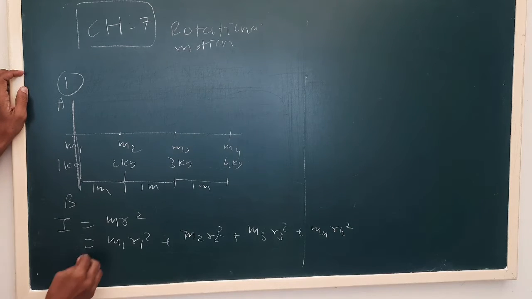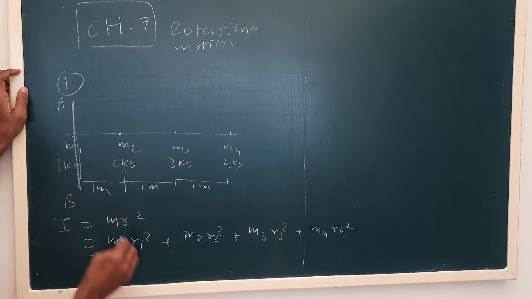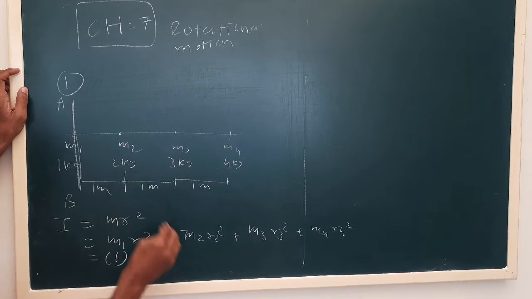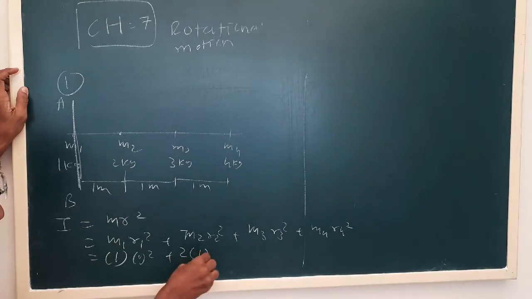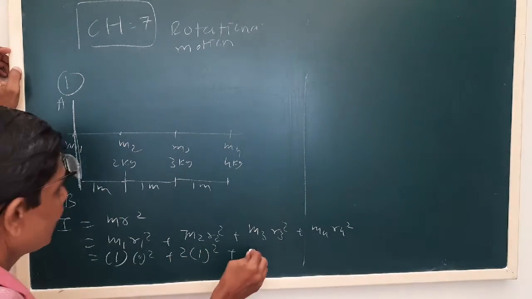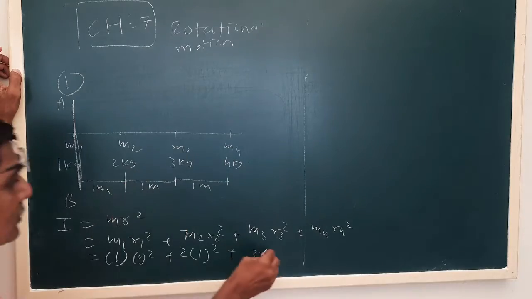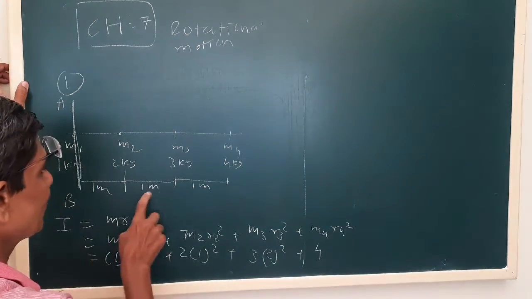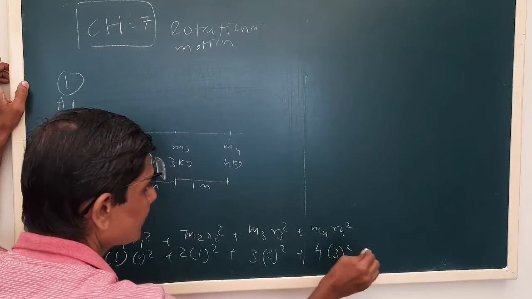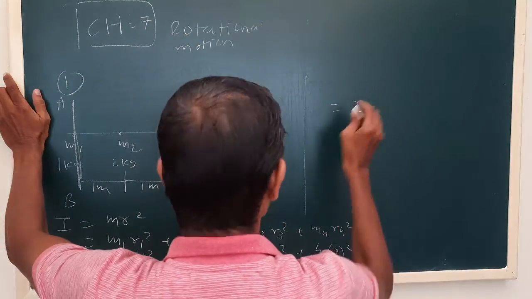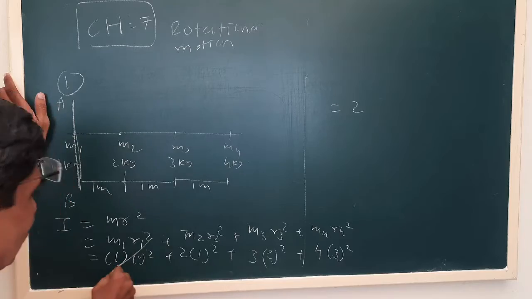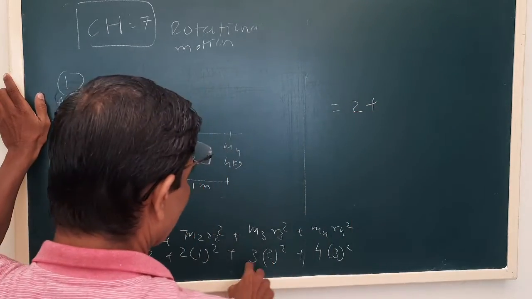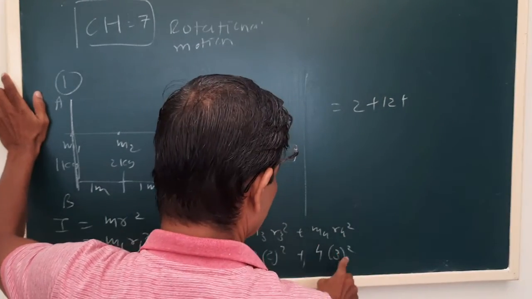Now see here mass is 1 kg but the distance is 0. m2 is 2 kg, distance is 1. Okay, m3 is 3 kg, distance will be 1 plus 1, that is 2. m4 is 4 kg, distance will be 1 plus 1 plus 1, that is 3. Okay, now if we simplify, it will be 2 into 1 square, then 3 into 2 square, and this 0. 4 into 3 square is 4 into 9, 4 nines are 36.